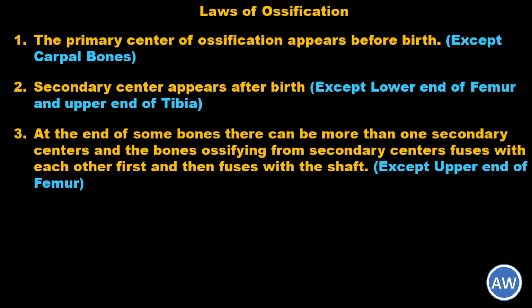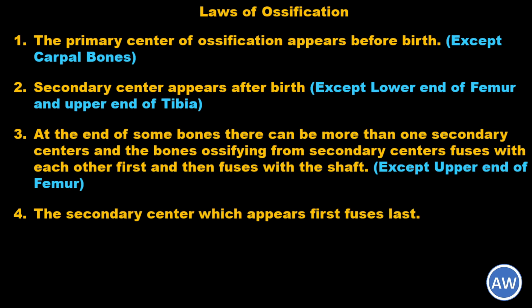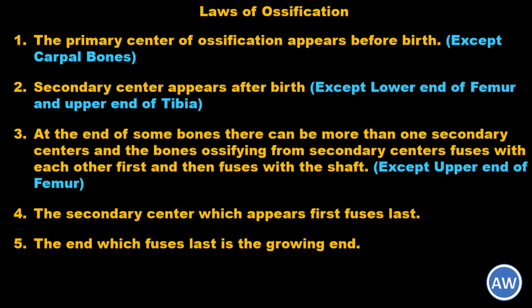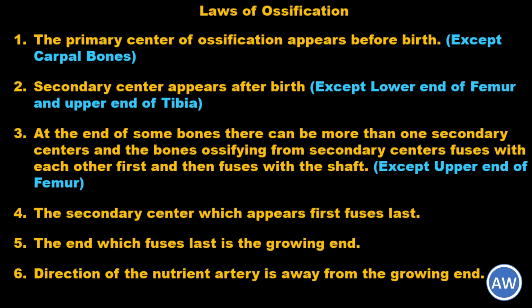ossifying from secondary centers fuse with each other first and then fuse with the shaft, except for the upper end of femur. Number 4, the secondary center which appears first fuses last. Number 5, the end which fuses last is the growing end. And number 6, the direction of the nutrient artery is away from the growing end.